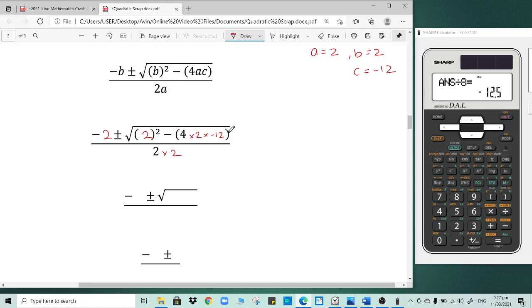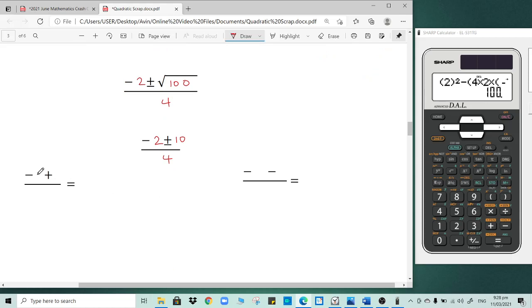Work out the piece underneath the square root. That should be pretty easy. Open brackets, 2, close brackets, squared, minus, open brackets, 4 by 2 by minus 12, close brackets. So we're going to get 100 here. And we have minus 2 here, and 2 by 2 is 4. So we have minus 2 here. The square root of 100, but that's 10. We don't need a calculator for that.